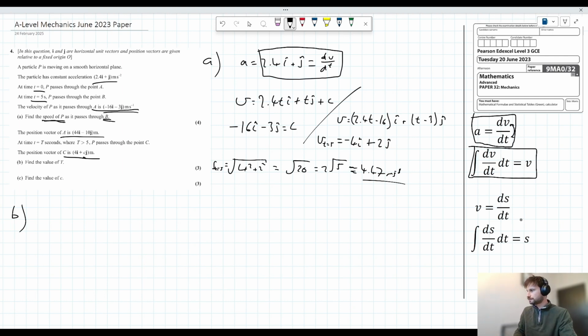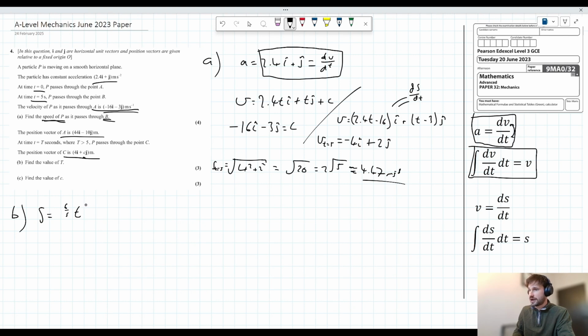Again, we know that velocity is nothing but the change of displacement over a change in time, so we could describe that mathematically as v is the time derivative of displacement. So we can say that this idea here is equal to ds over dt. So when I integrate it with respect to time, that will give me a function of displacement with respect to time.